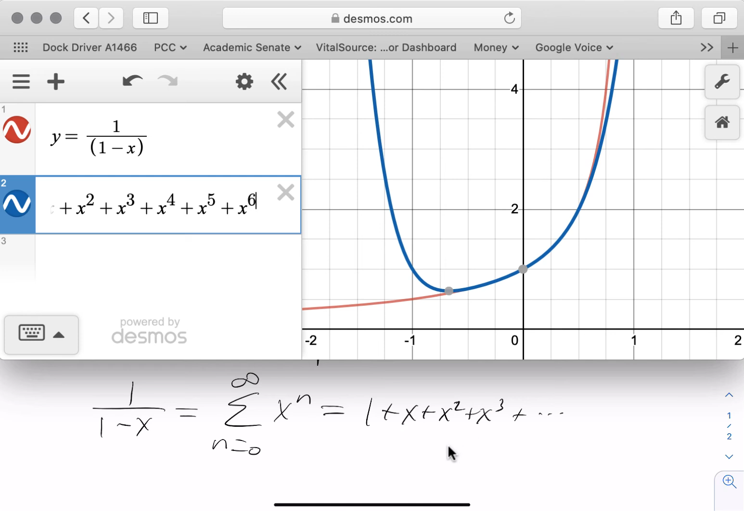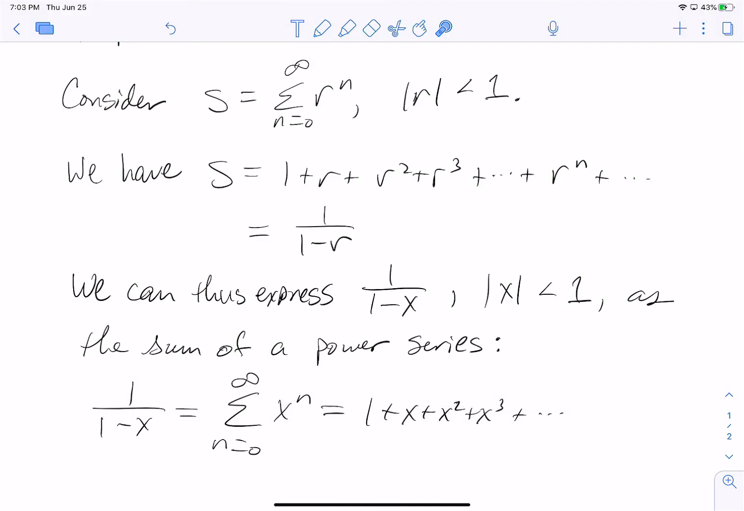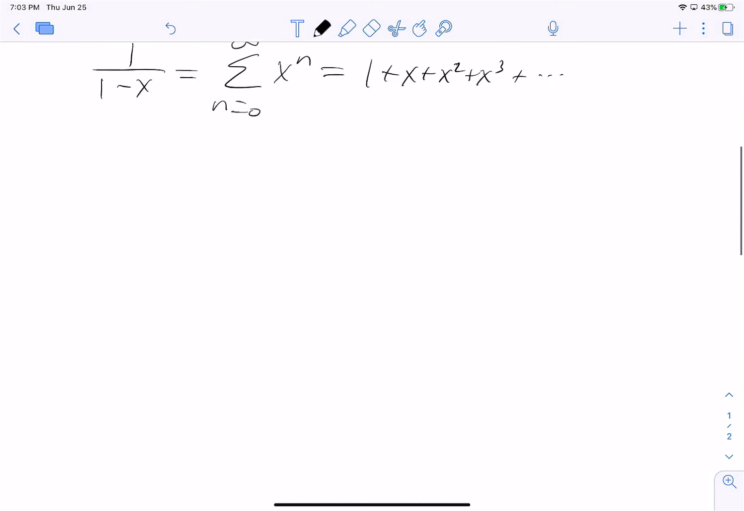So this is what is meant by, we can now express this rational function, 1 over 1 minus x, as a power series, the sum of an infinite polynomial. That's what much of the rest of our work with power series is going to be about. And the foundation is going to be this particular function, 1 over 1 minus x. I'll show you what I mean.